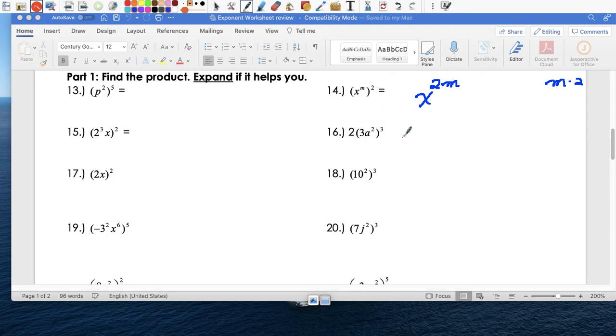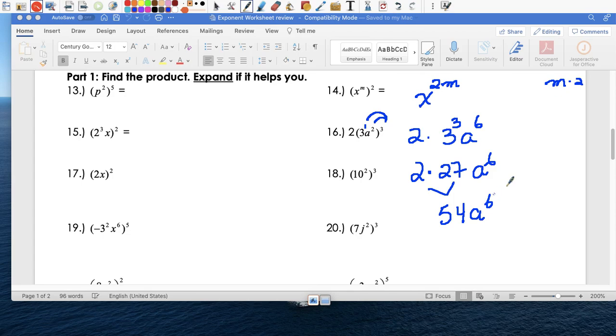16, well, that 2 is going to just hang out for a little bit, and then let me put a 1 here. So the exponent 3 that's outside the parentheses is going to multiply every exponent that's inside. So we get 3, and 3 times 1 is 3, so it's going to be 3 to the third power. And for a, it's 2 times 3, so 6. That is not your final answer because we can continue this. 2 stays as it is, but 3 to the third power is small enough. That's 3 times 3 times 3, which is 27. And then a to the 6, and we can simplify this a little further and write 54 a to the 6.